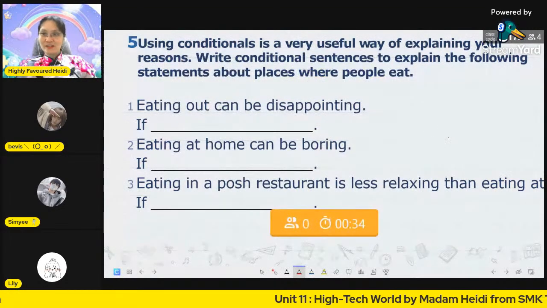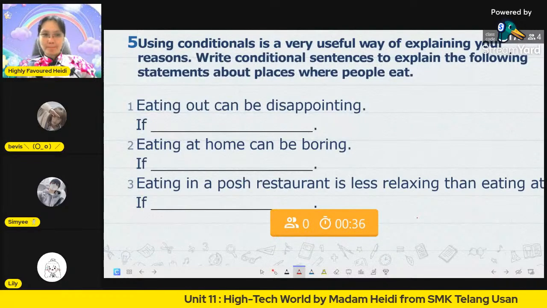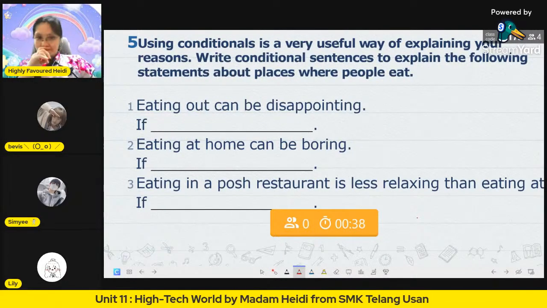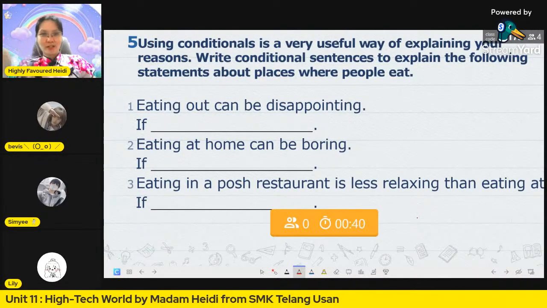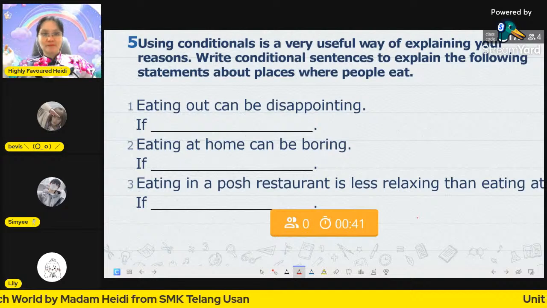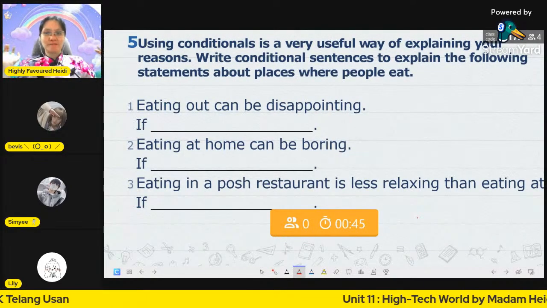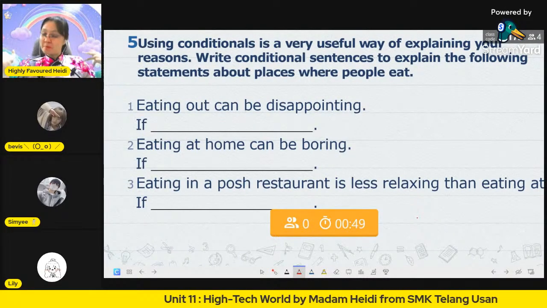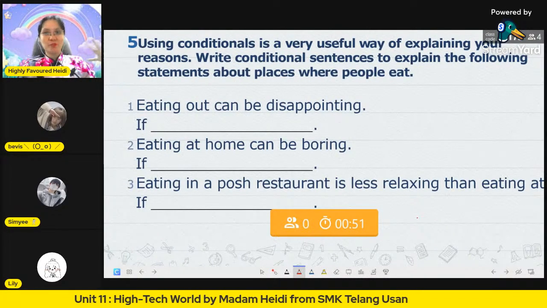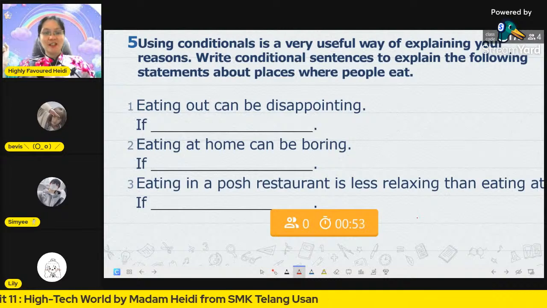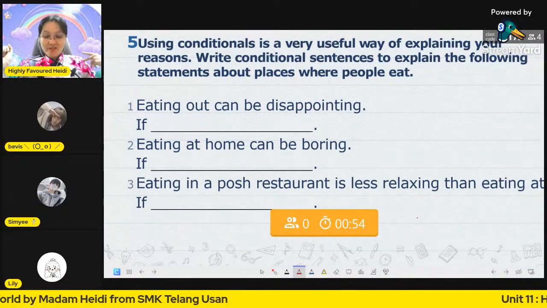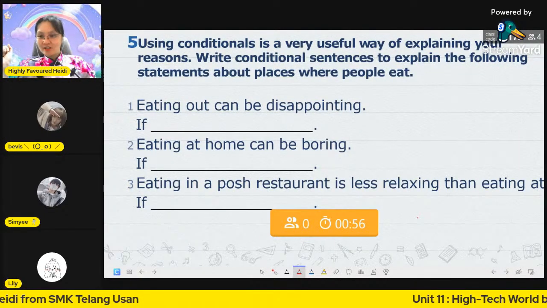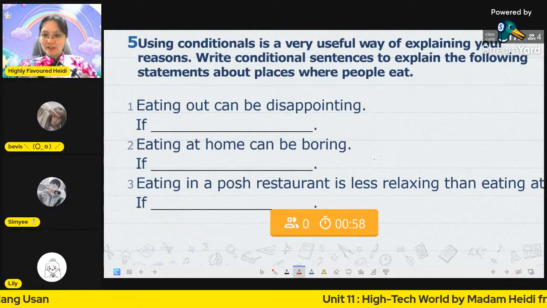Okay, construct your sentence. This one. Whichever way you can just write the if one. Eating out can be disappointing. If what? If what happened? Then eating at home can be boring. If what? Then eating in a posh restaurant is less relaxing than eating at what?